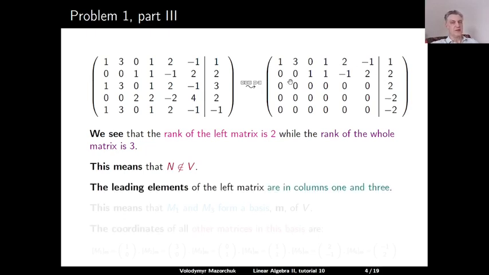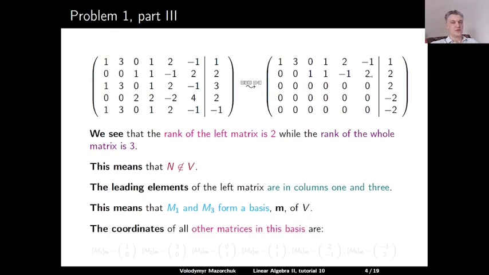So the leading elements in our matrix here to the left are in columns 1 and 3, and this means that the matrices M1 and M3 form a basis of our vector space V, and we denote this basis by bold little m. And then the first two coordinates in each column, for M1 and so on up to M6, give the coordinates of these matrices in the basis consisting of M1 and M3.